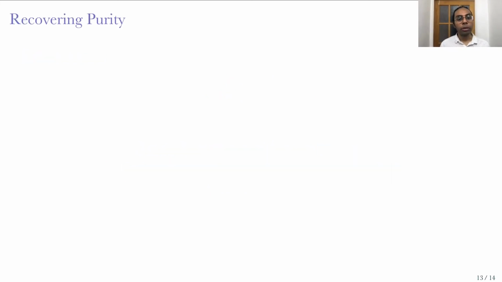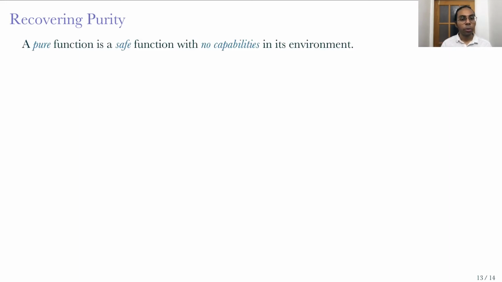So coming back to our original motivation, can we use this notion of safety to recover purity? Well, we say that a function is pure if it is safe and it has access to zero capabilities in its environment. So box of A arrow B is the type of safe functions, but they're not necessarily pure. And box of A arrow B is the type of pure functions.